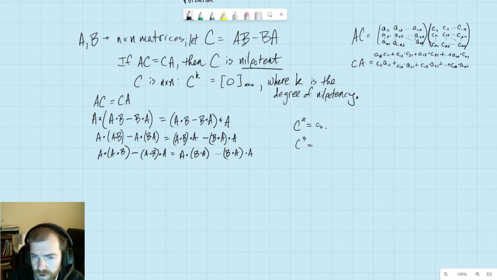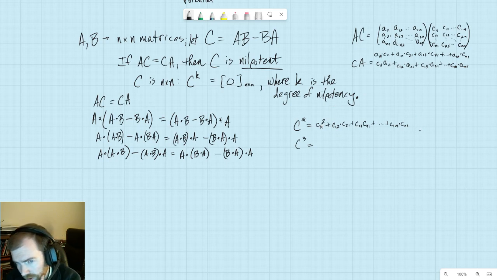Or potentially write C11 squared plus C12 by C21 plus C13 by C31 plus out to C1N by CN1. And again, this is in slot number 1. So then you go over 1 or down 1.